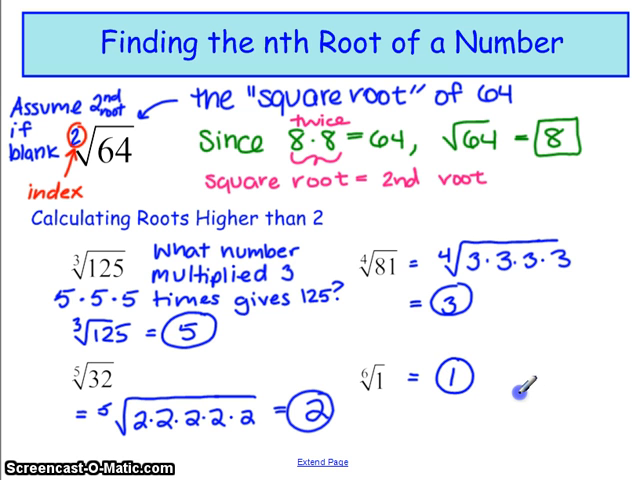So what we just did was we found the nth root. The nth root just means any root. The square root, the third root, the fourth root, the fifth root, the sixth root. It doesn't matter what root you do. You just need to find the number that multiplied together the number of times that it says in the index gives you the number under the radical sign.